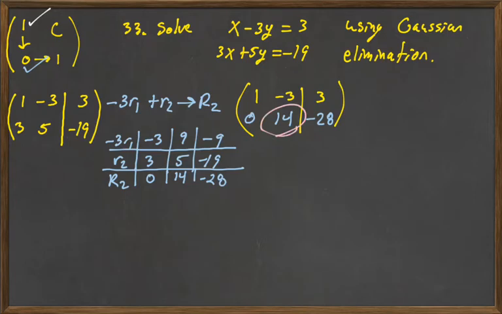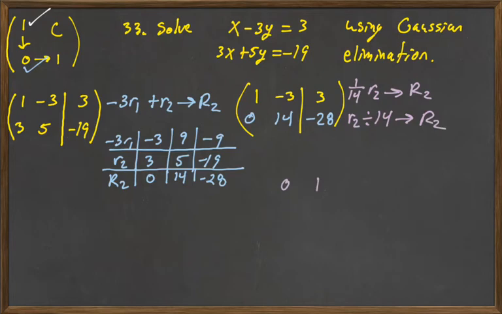We would like to make a 1 where this 14 is. So to make 1s, we're going to divide by, in this case, 14, or multiply by 1 over 14. So we're going to do 1 over 14, row 2 to replace row 2, or you can think of it as row 2 divided by 14, and that'll be the new row 2. So dividing all of those by 14, 0 divided by 14 is 0, 14 divided by 14 is 1, negative 28 divided by 14 is negative 2, and row 1 is itself.